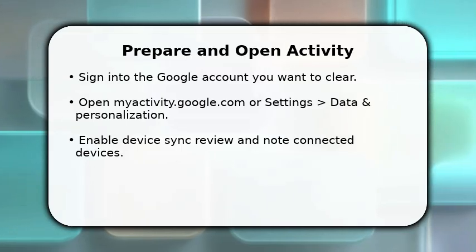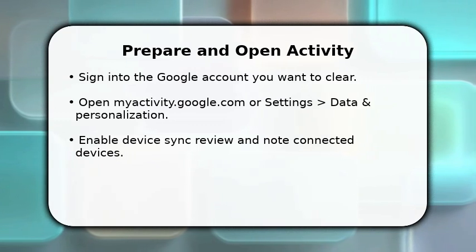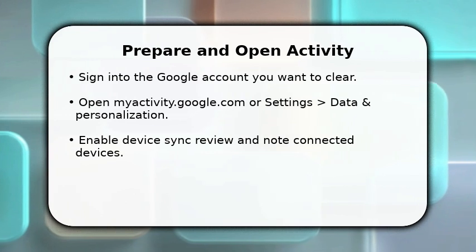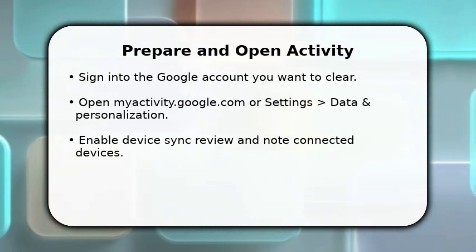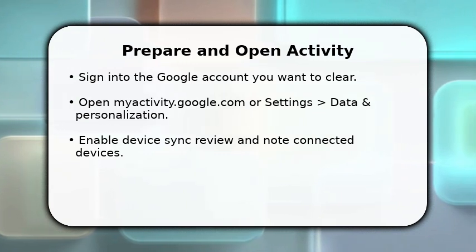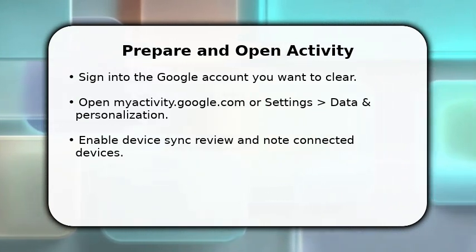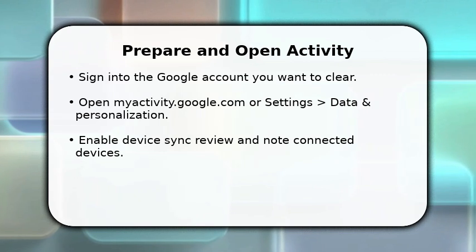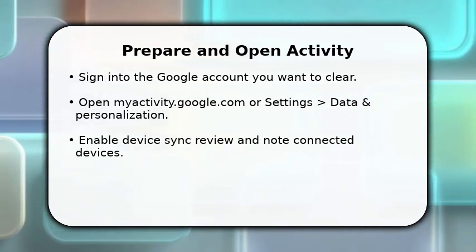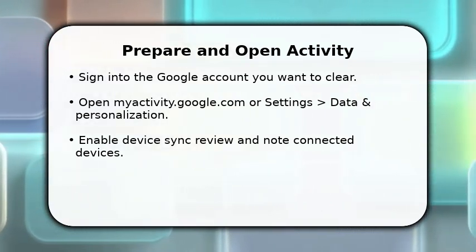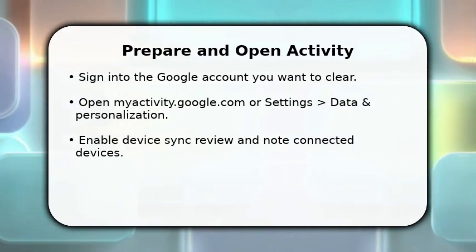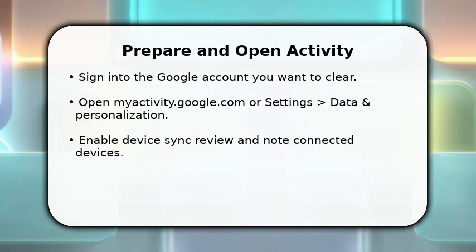You start by signing into the exact Google account whose search history you want removed. This ensures you delete the right records. Once signed in, go straight to My Activity or Data and Personalization in Settings to access search logs. Make sure you also review which devices are synced, because searches from other devices can repopulate history. Take these initial steps now so you can act on the correct account and prevent accidental deletion of the wrong profile.